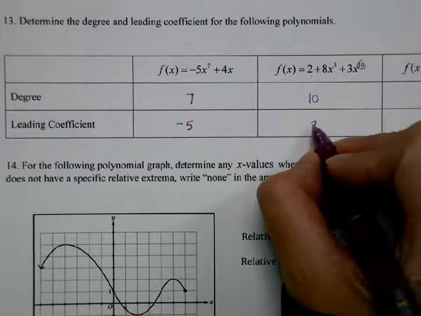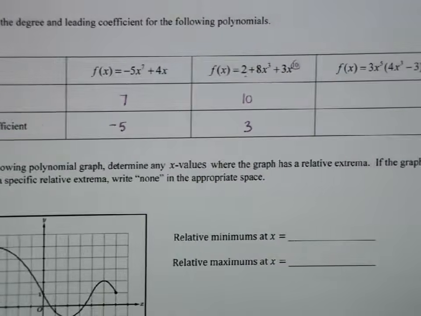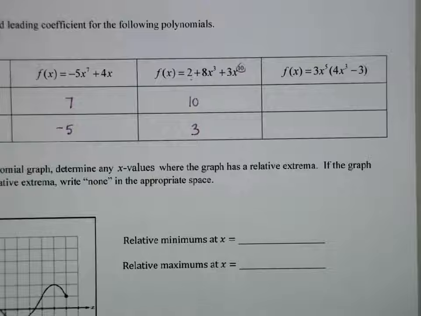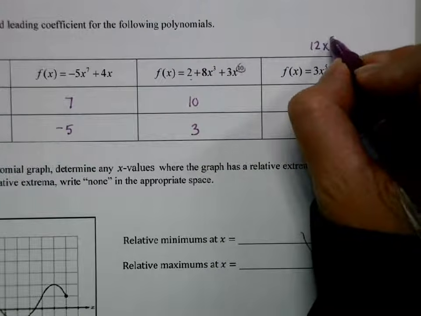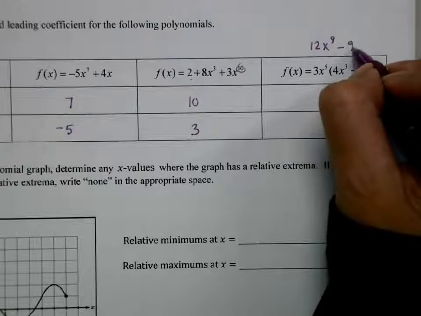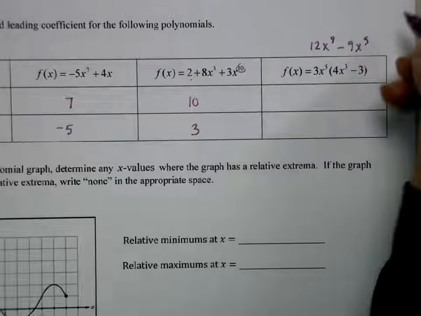For this one, I'm going to go ahead and distribute. So I get 12x to the 8th minus 9x to the 5th, which means my degree is 8 and my leading coefficient is 12.